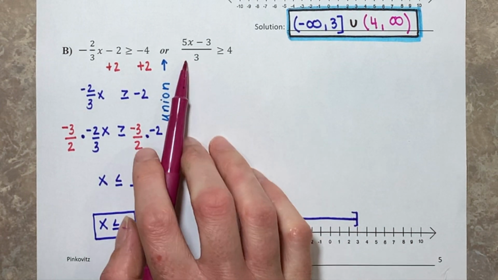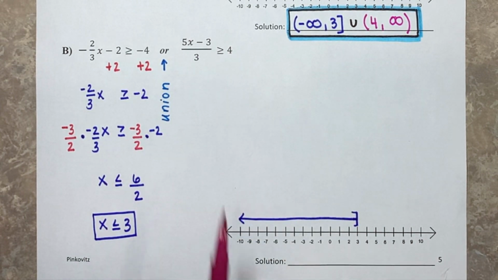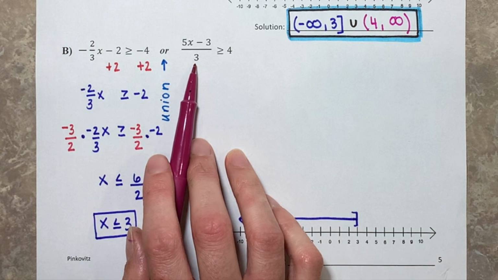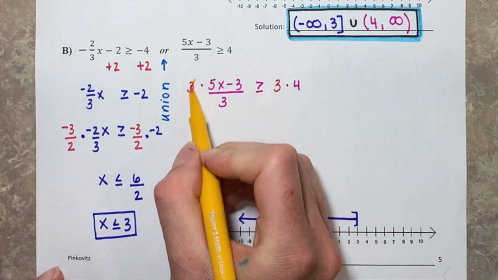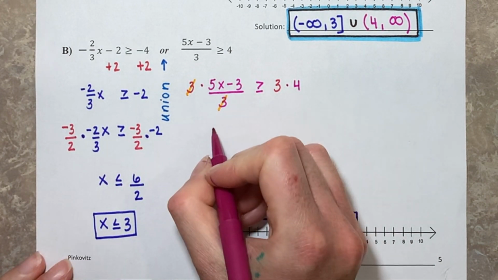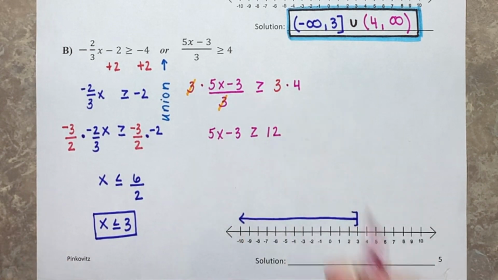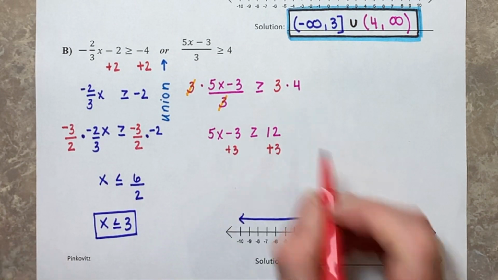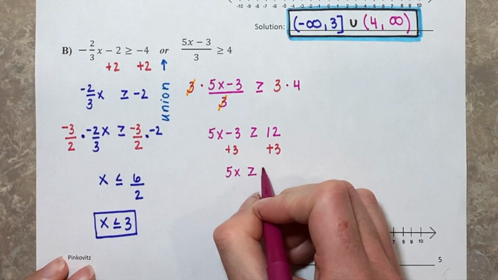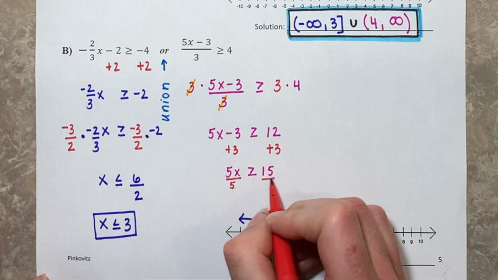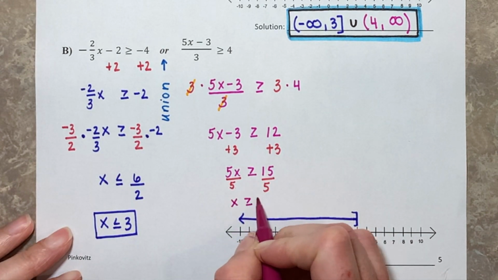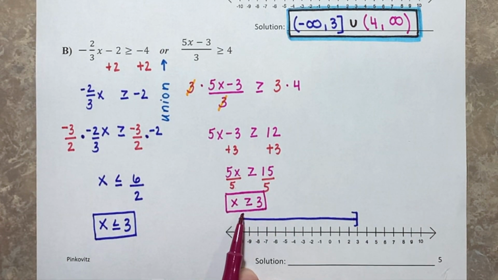And then let's go ahead and solve this inequality. Let's start by multiplying by 3. These 3's will cancel, leaving us with 5x minus 3 is greater than or equal to 12, and then we'll proceed to solve for x. And we're left with x is greater than or equal to 3, so let's graph that on the number line.